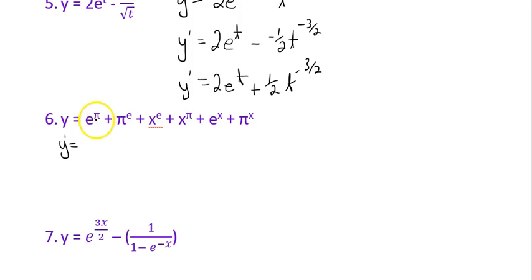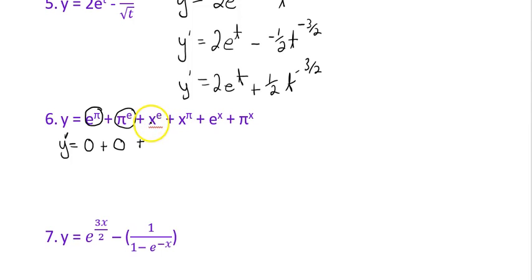E to the pi is a number to a power that is a number. So this is a number, and the derivative of a number is 0. It's just like having a horizontal line. The slope of that is 0. Then pi to the e. Pi is a number, e is a number. A number to a number power is a number. So this is also a plain number, and so the derivative of that would be 0.